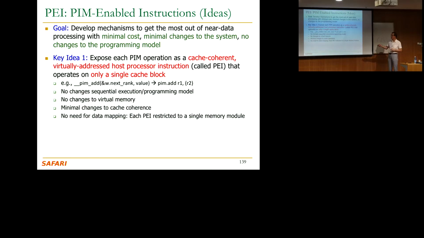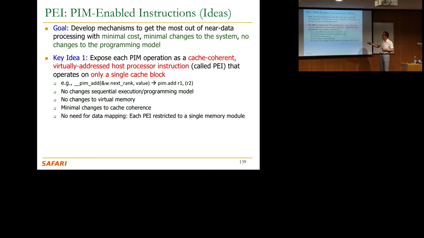Now, the advantages are no changes to the sequential execution programming model. This is an instruction, just like any other in the instruction stream. And the processor can decide to execute it internally, or it can ship it to memory. There are no changes to the virtual memory, because, again, this is an instruction that needs to get translated in the processor before it gets shipped to memory. There are minimal changes to cache coherence, because the granularity of the operation of the instruction is only a single cache block. And that's the granularity of coherence in existing systems. And there's no need for data mapping also. Each PIM-enabled instruction is restricted to a single memory module because it doesn't span beyond the cache block.